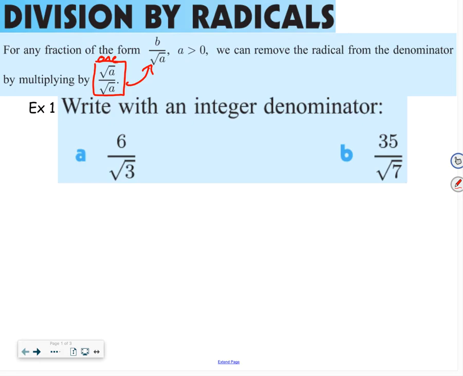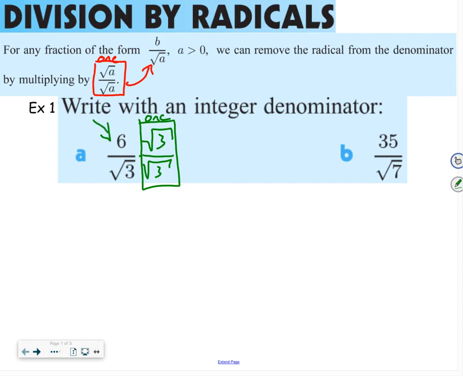Whatever we're multiplying to the top, we're also going to multiply to the bottom so we don't change the value of the original fraction we're working with. So let's go ahead and look at example 1 here. If we have 6 over the square root of 3, I'm going to identify what I have in my denominator, and it's square root of 3. I'm going to multiply by that, and I'm going to do the same thing on the numerator because I want to make sure that this value here is 1 so that I'm not changing the value of my original fraction.